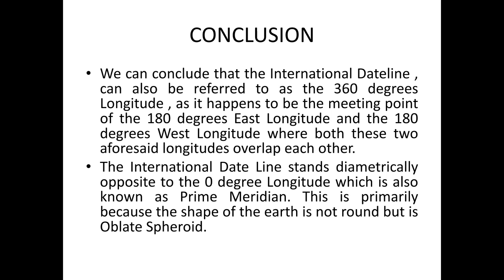We can conclude by saying that the international dateline, which can also be referred to as the 360 degrees longitude, happens to be the meeting point of the 180 degrees eastern longitude and the 180 degrees western longitude, where these two longitudes overlap upon each other. The international dateline stands diametrically opposite to the 0 degree longitude, which is also known as the prime meridian. This is primarily because the shape of the Earth is not round but is an oblate spheroid.